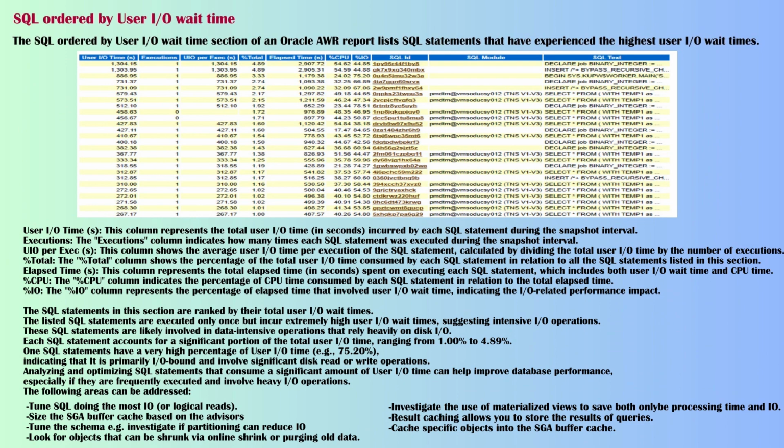SQL ordered by user I/O wait time. The SQL ordered by user I/O wait time section of an Oracle AWR report lists SQL statements that have experienced the highest user I/O wait times during the period. The I/O wait is an administrative wait class such as log files, while user I/O is an application wait class such as a database file, DBF.